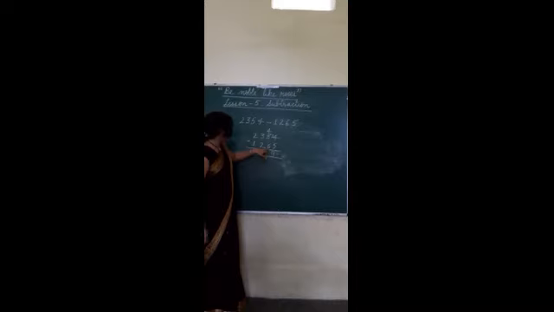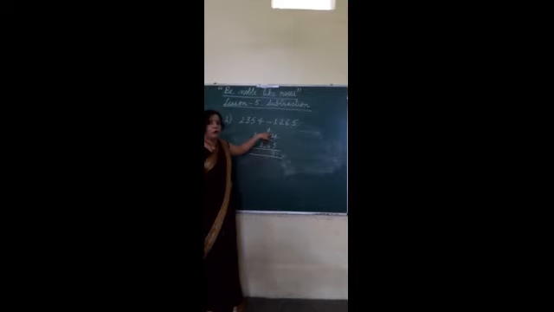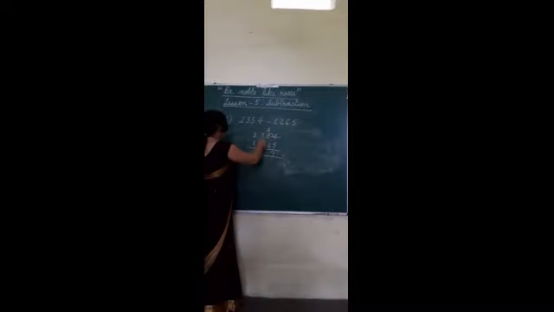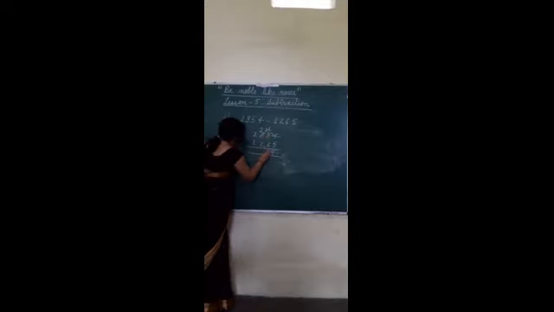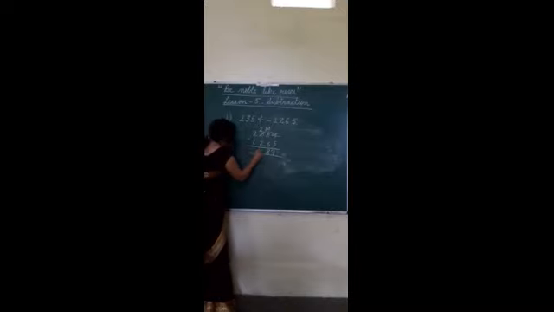6. Can we take away 6 from 4? No. So what should we do? Again we should borrow. Now 4 will borrow from 3. Why 3? Because 3 is on its left side. Now when 3 gives 1, it is reduced to 2. Now 6 taken away from 14, what is left? 8. And 2 taken away from 2? 0. 1 taken away from 2? 1.